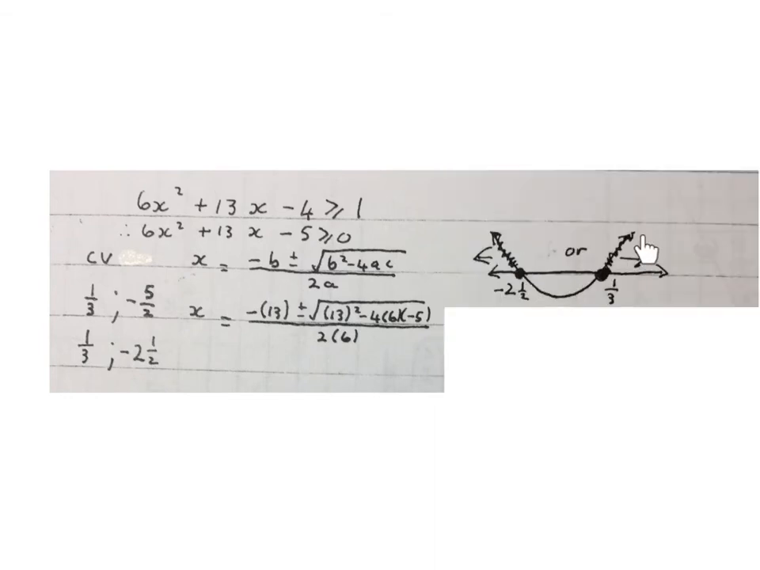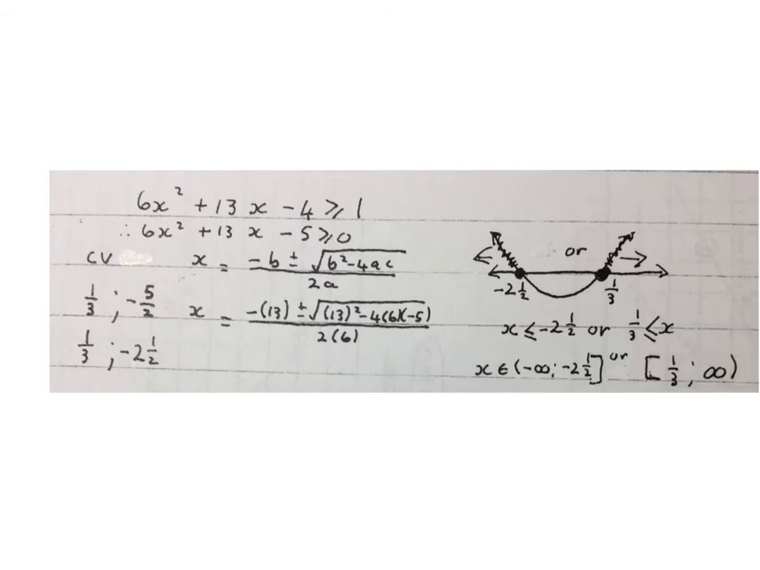Draw your happy parabola, indicate your critical values. Because there's an equal there, you color in the two critical values. And you say I want bigger than 0, so I want the part above where the line is 0. You write your answer, x is smaller than minus 2.5, including it, or x is bigger than a third, including it. Please stop the video and get your brain around this one.